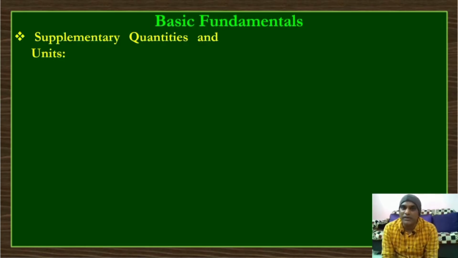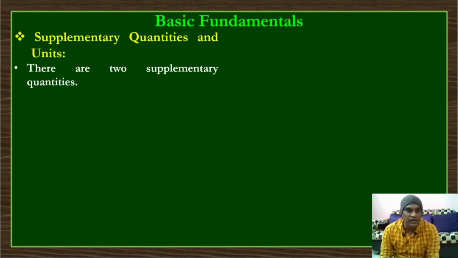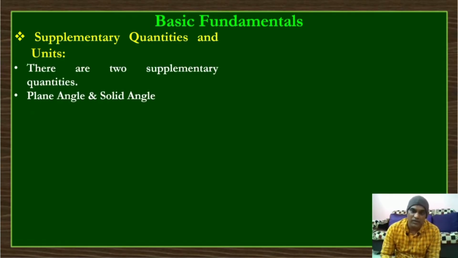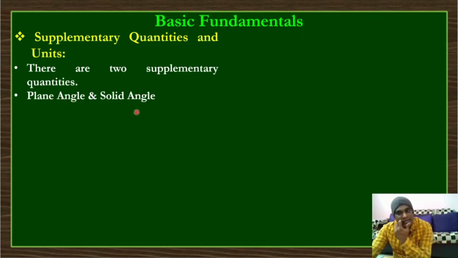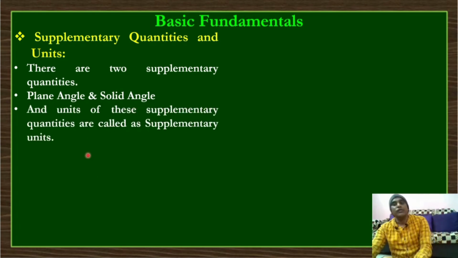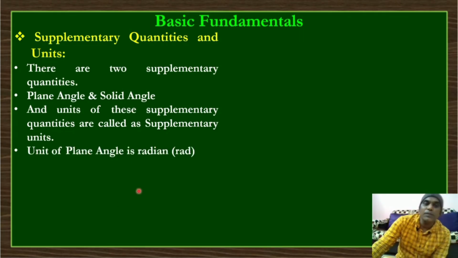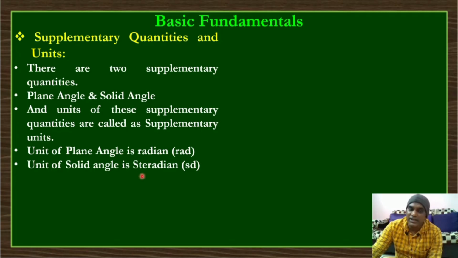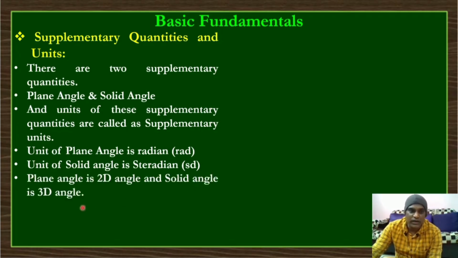There are some supplementary quantities also, supplementary quantities and units. So there are basically 2 supplementary quantities. First one is plane angle and second is solid angle. This plane angle means your simple angle, 2D angle, and this solid angle is a 3D angle. The units of the supplementary quantities are called supplementary units. This plane angle is measured in radian. Notation is rad, and this solid angle is measured in steradian. Its symbol is sr.